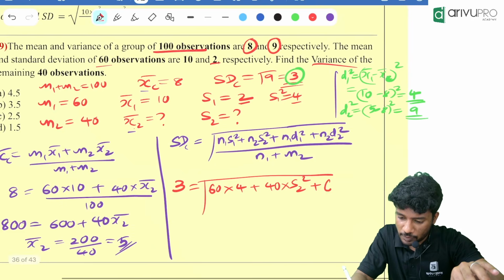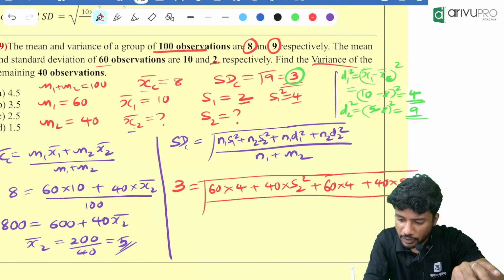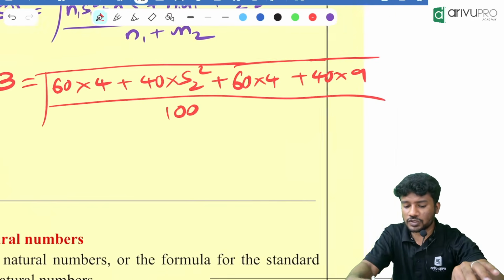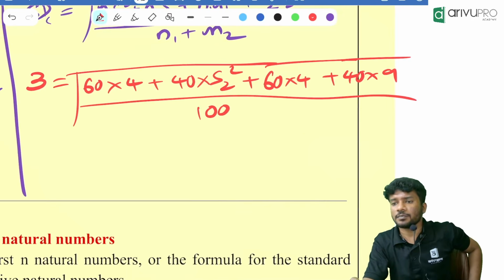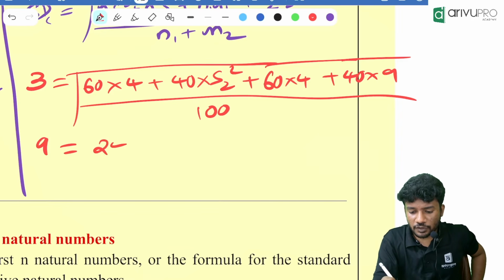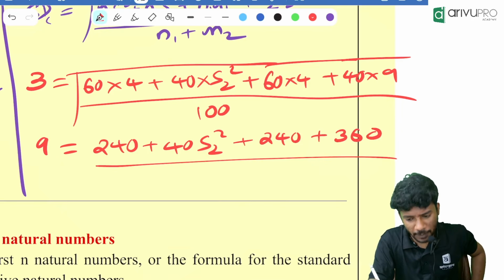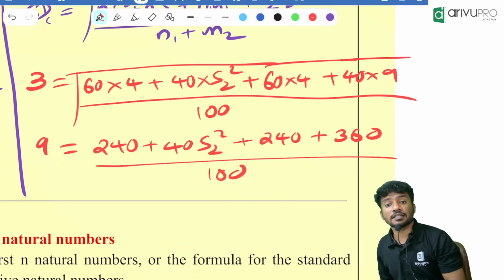Plus N1, which is 60, into D1 square, which is 4, plus N2, which is 40, then D2 square is equal to 9. The entire thing divided by 100. Square both sides and cross multiply. Why? Because we need to remove the root. Squaring both sides, 9 is equal to 60 into 4 is 240, plus 40 S2 square, plus 240, plus 360. You use your calculator and get me the answer.